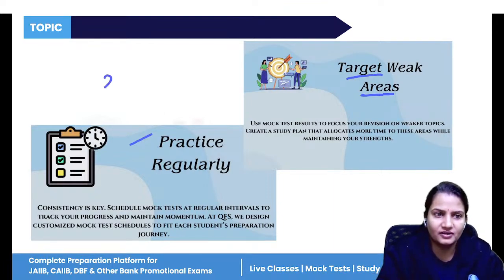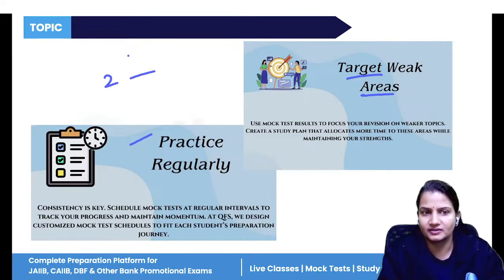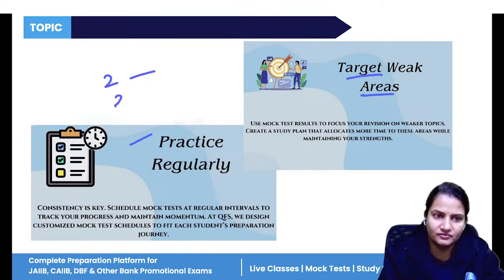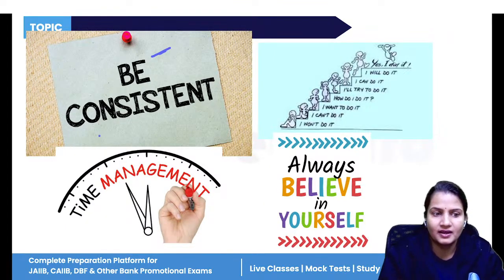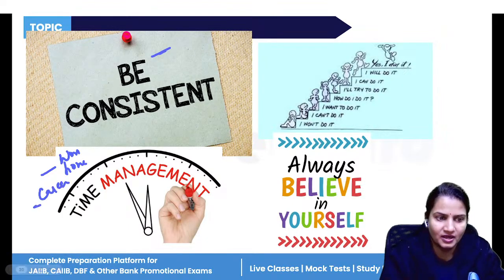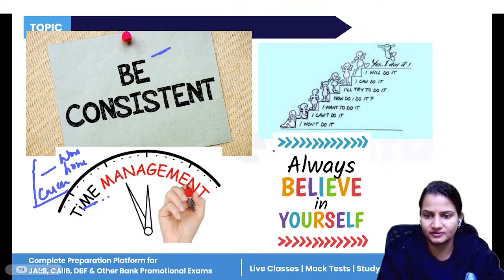It's not that one day you give 2 hours and for the rest of the week you study nothing. If you have decided that 2 hours every day are sufficient, then you have to give 2 hours daily. Be consistent. Learn how to manage time effectively, because you have to manage your work, your home, and your career also. So you should be a multitasker to manage all these things.